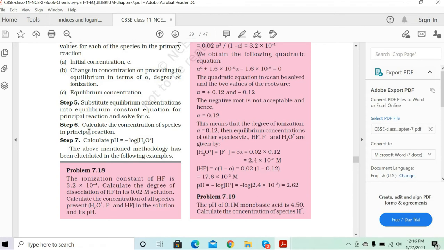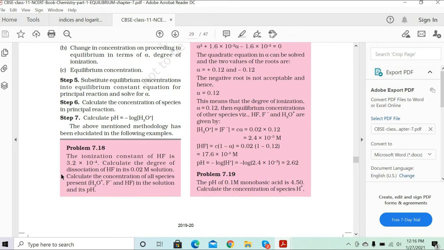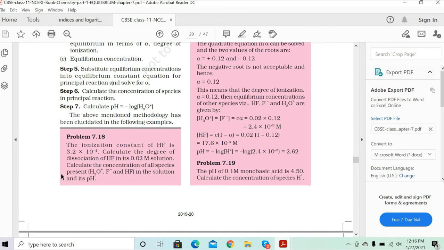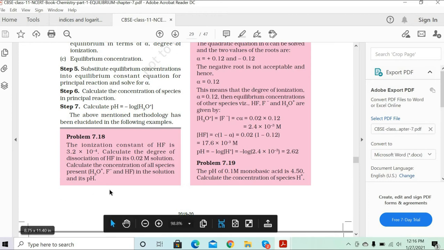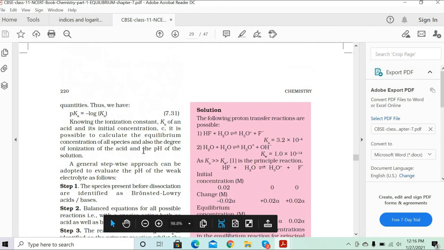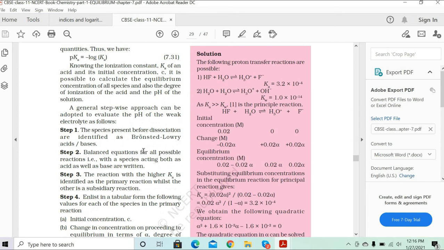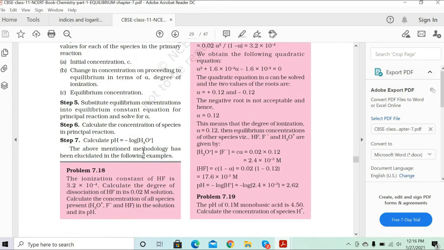Here we'll apply whatever steps we just saw. Okay. So the ionization constant of HF is given as 3.2 × 10⁻⁴, and we need to calculate the degree of dissociation of HF in its 0.02 molar solution. Calculate the concentration of all the species present: H3O plus ions, F minus ions, HF in the solution, and its pH. Okay, so let's try to understand this part, 7.18, okay? Let's do the 7.18 and we'll try to figure out which will be the primary reaction based on the equilibrium constant value.